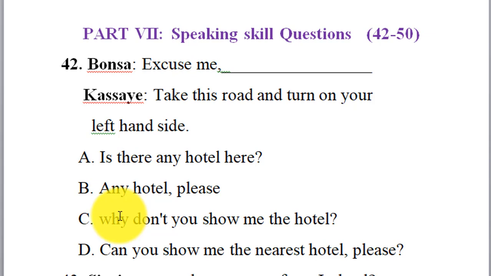So you take care of asking direction please. Always polite. Hello, always polite. Can you show me the nearest hotel please? Which is polite. And there is a word marker, please. It makes the question polite. Can you show me the nearest hotel? Unacceptable language and polite here. So take this road and turn on your left hand side. Unacceptable. So the answer is what?